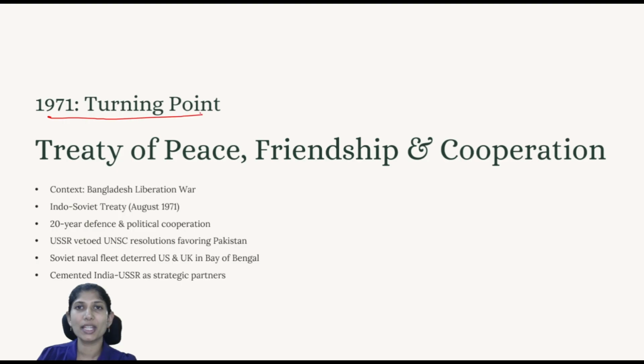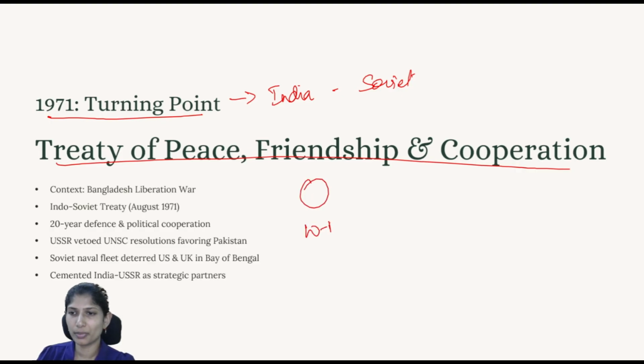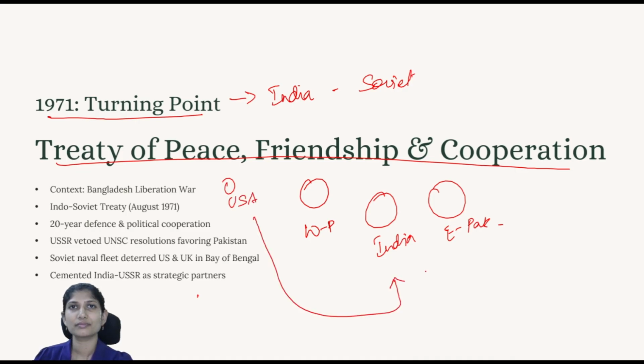1971 became a turning point in our relationship. That is the turning point in the India-USSR or India-Soviet relationship, which came in the form of the Treaty of Peace, Friendship, and Cooperation. Consider the difficulty that India faced, let's assume this is Western Pakistan, India, Eastern Pakistan. USA had sent submarines. USA had found all possible ways to threaten, corner, and bully India. At that point of time, the one who came to back us was USSR.